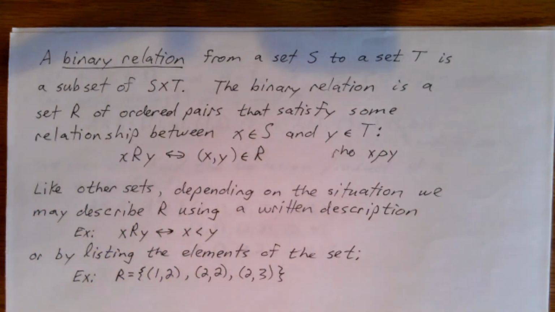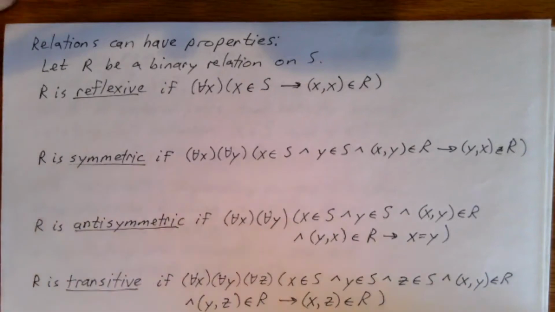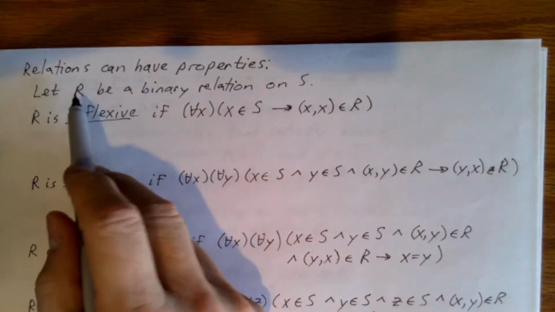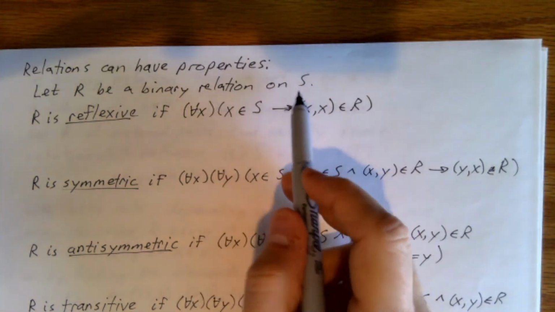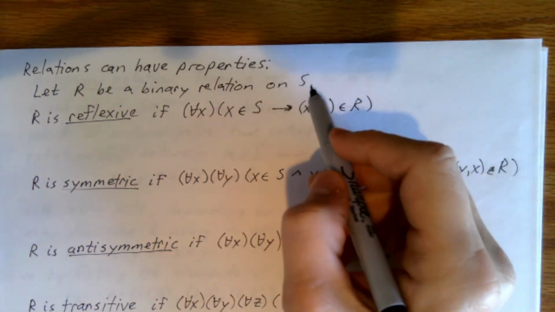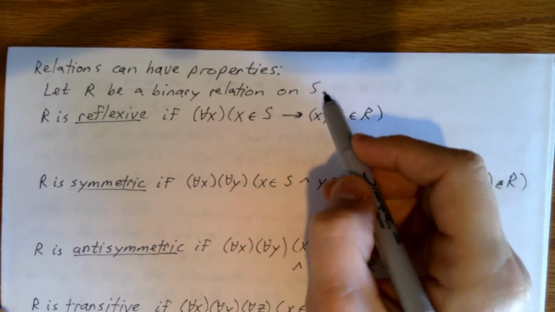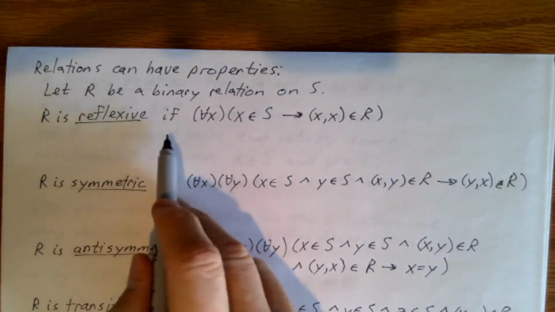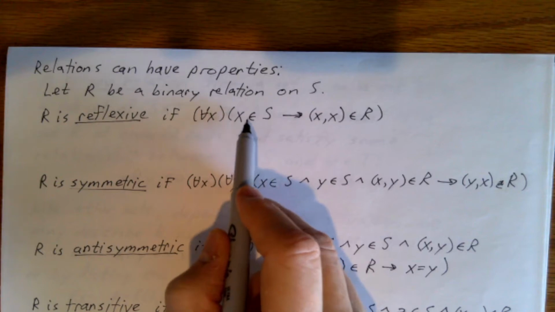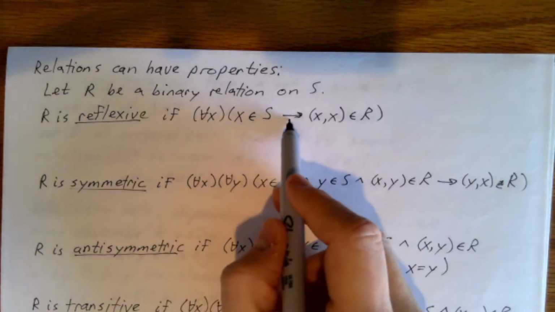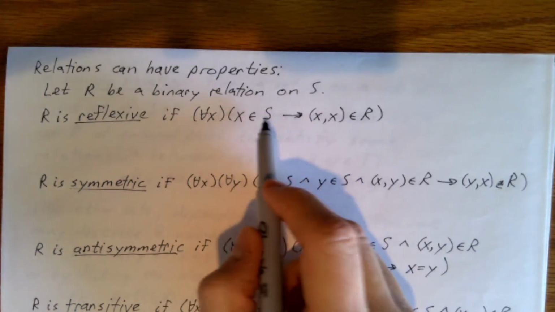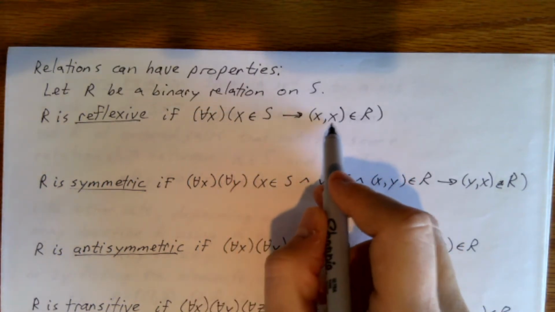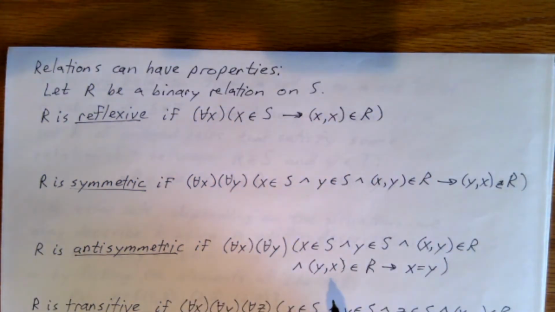Now, what we're actually interested in is what we're getting to now, and that is relations can have properties. So let R be a binary relation on S. That means that we'll use S cross S as the Cartesian product. Now, R is reflexive if, for all x, x is an element of S implies, so we're having an implication here, x is an element of S implies that (x,x) is an element of the relation.